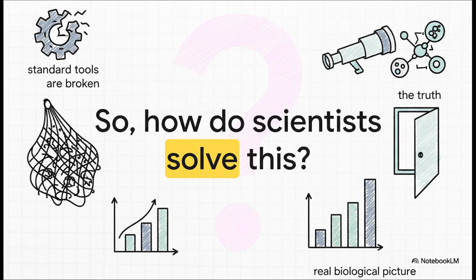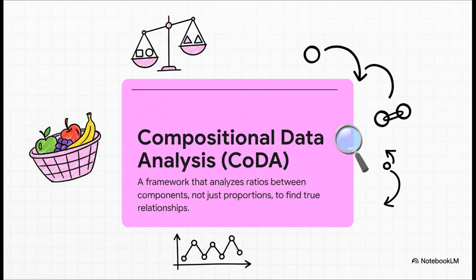Okay, so if the usual tools are leading us astray, how do we fix it? How do we get out of this trap and actually see what's really going on in the data? Well, the answer is a really clever approach called compositional data analysis, or CODA for short. Instead of getting fooled by the percentages, CODA looks at the ratios between the different parts. It lets you see how things are changing relative to each other, which sidesteps the whole fruit basket problem entirely.